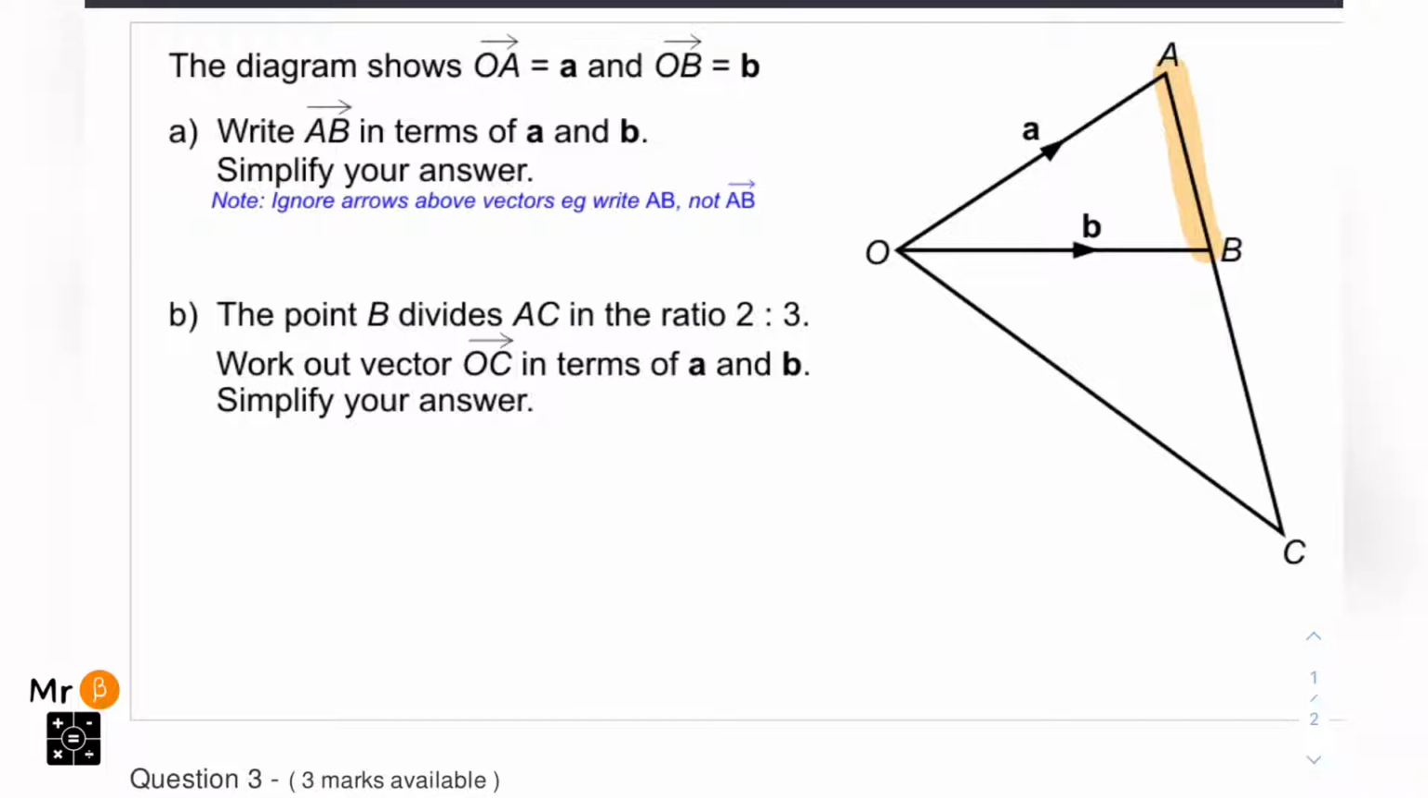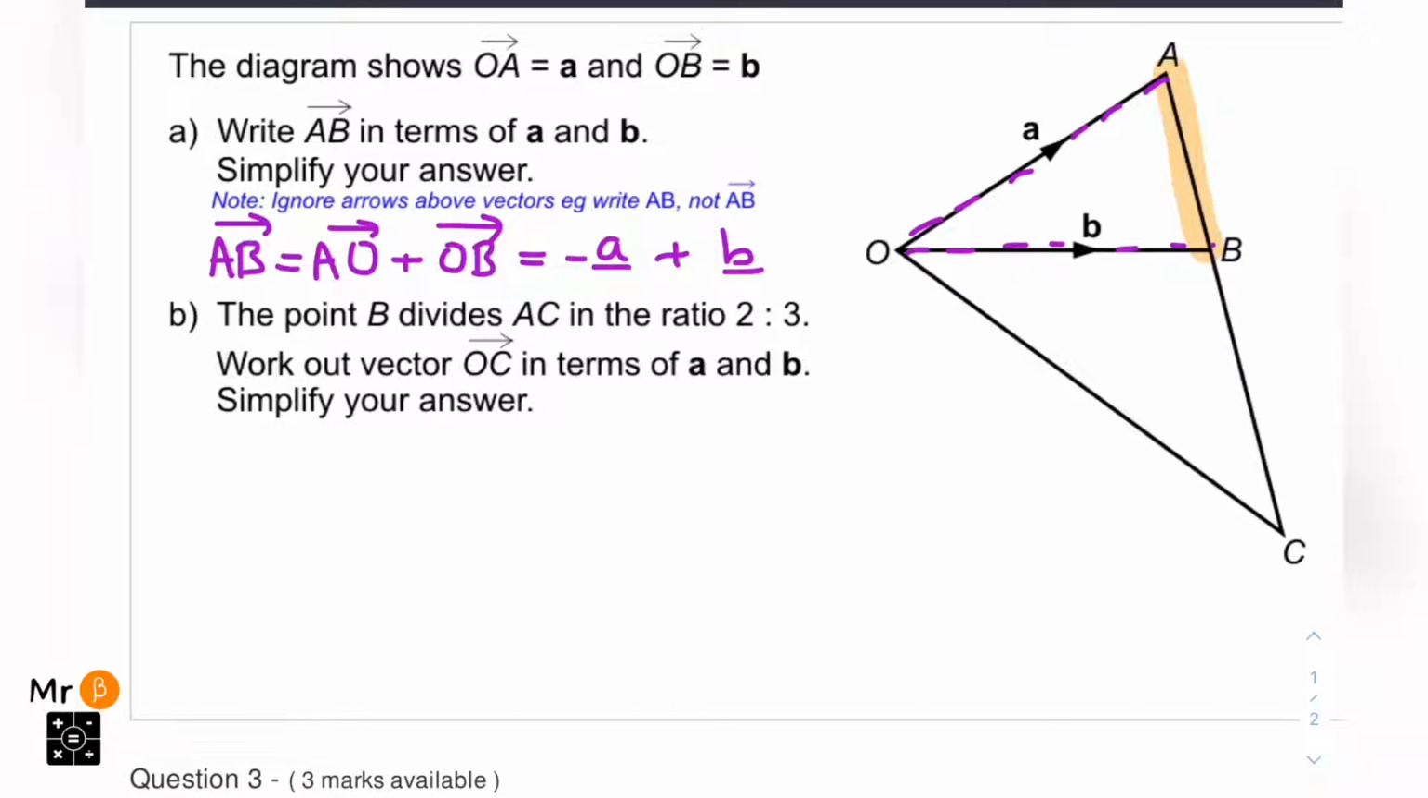So in order to go from A to B, we can go from A to O, and then from O to B. We know using the diagram that A to O is this negative A. The reason it's a negative is because we're going against the arrow, so we change our sign. And then from O to B is just this vector B.